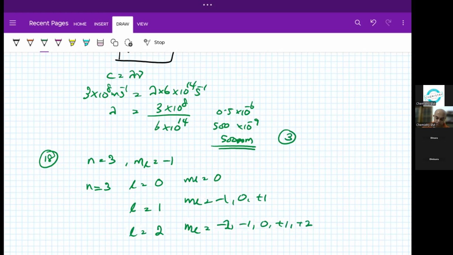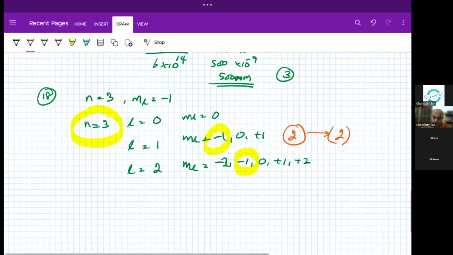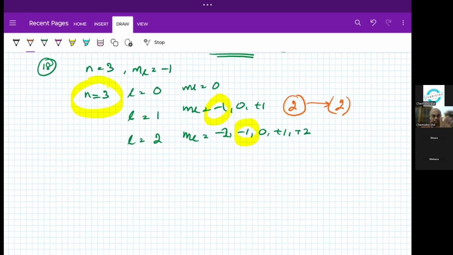So n equals 3 and ml equals -1. So there are 2 orbitals responsible for this one, so the answer should be the second answer. It's simply the theory. So you should know how the quantum numbers behave, right? Because a quantum number question will definitely be there. Okay.